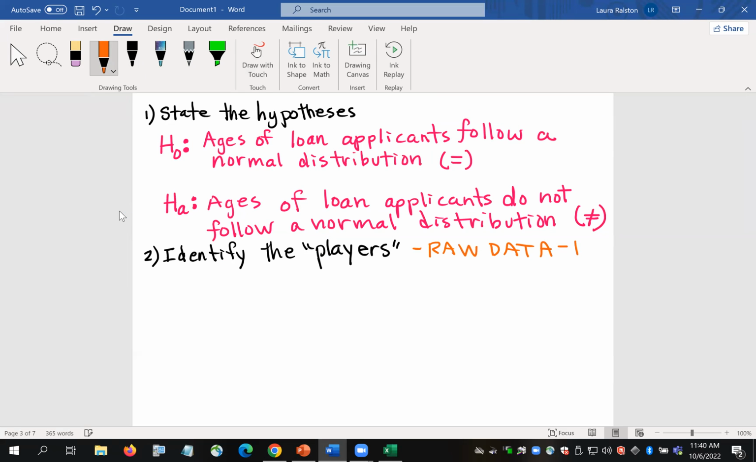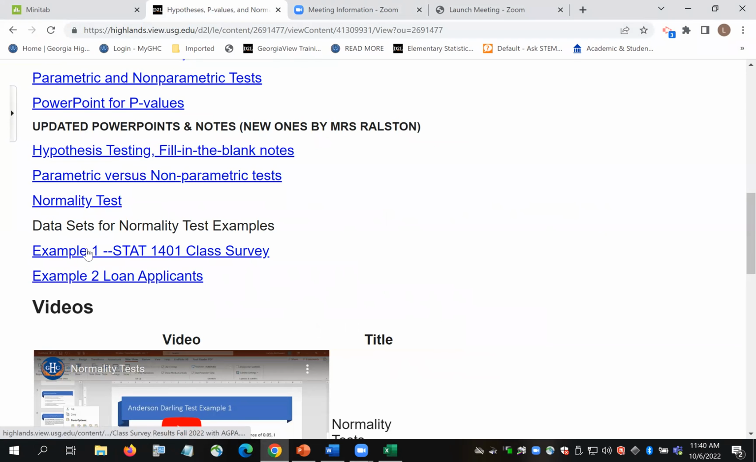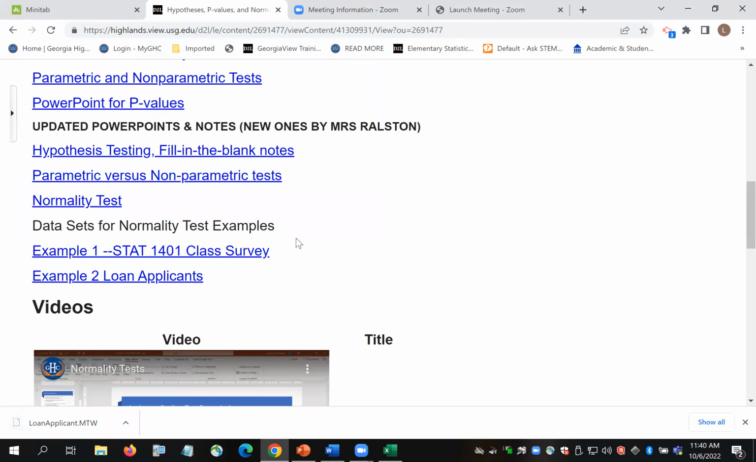And again, I put the raw data in D2L. So if we go back to the D2L course, to the page for hypotheses, p-values, and normality, it says example 2, loan applicants. When I go to open this one, it is a .mtw file, which tells me it's a Minitab file. So I am going to save it, but remember, I'm not going to try to open it.